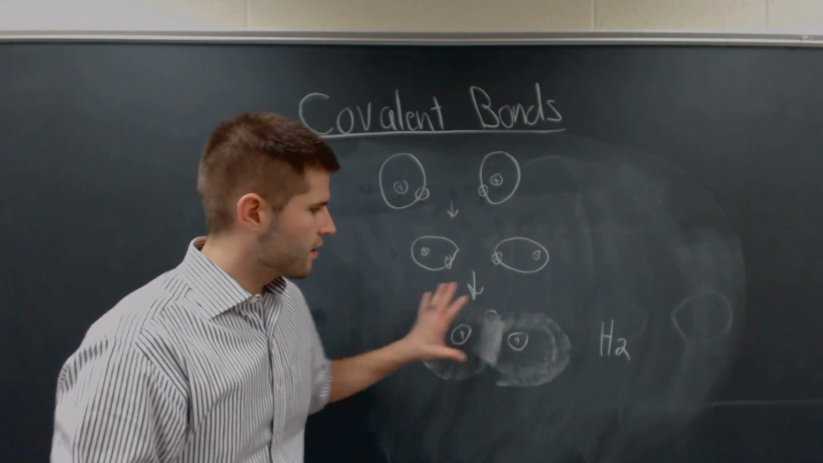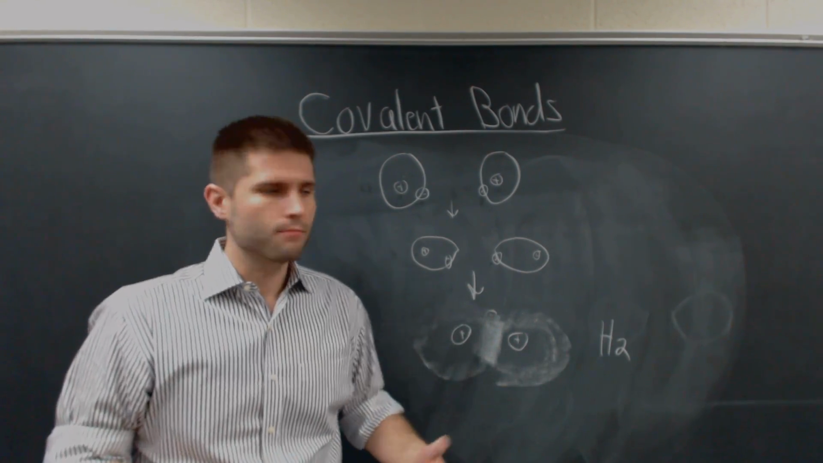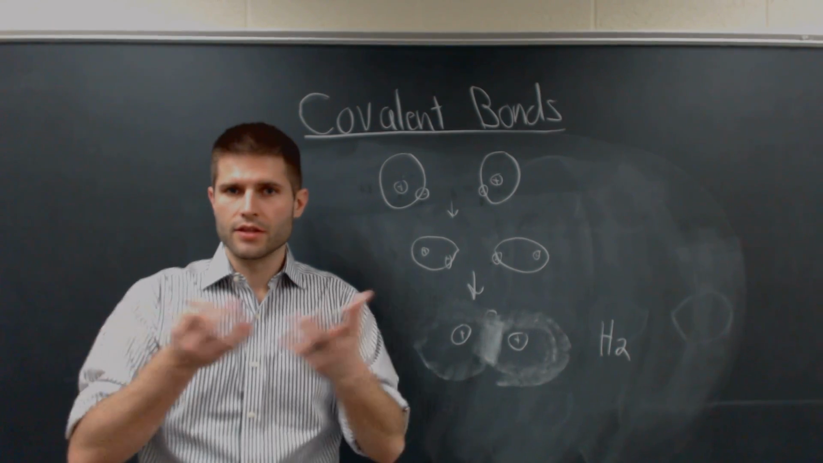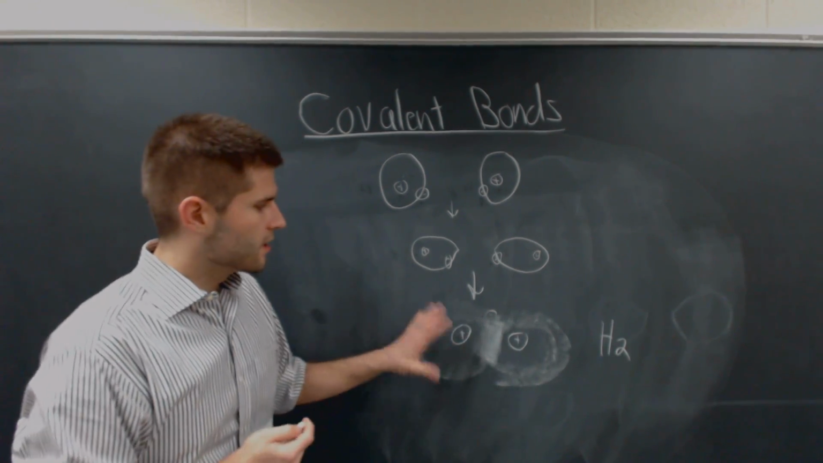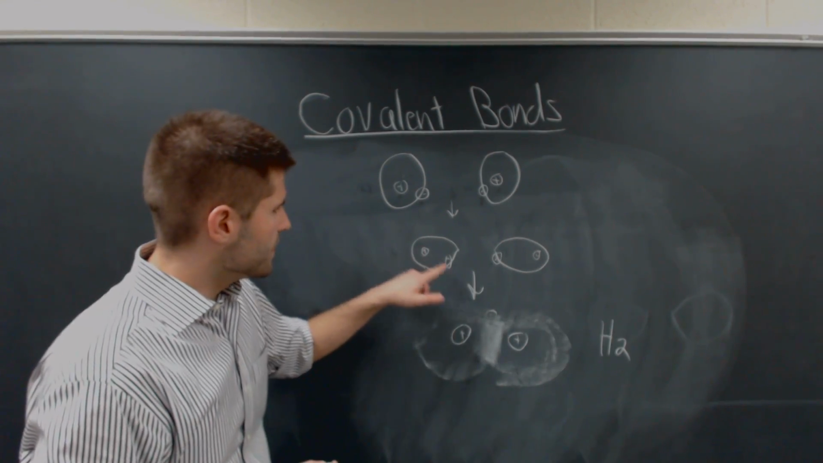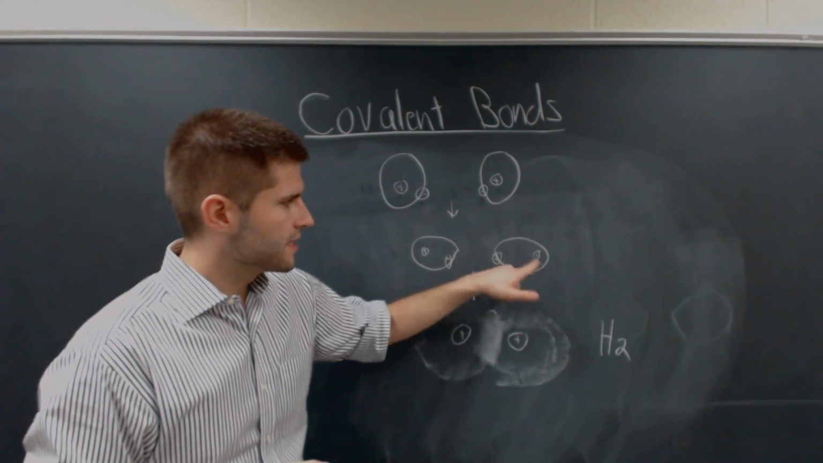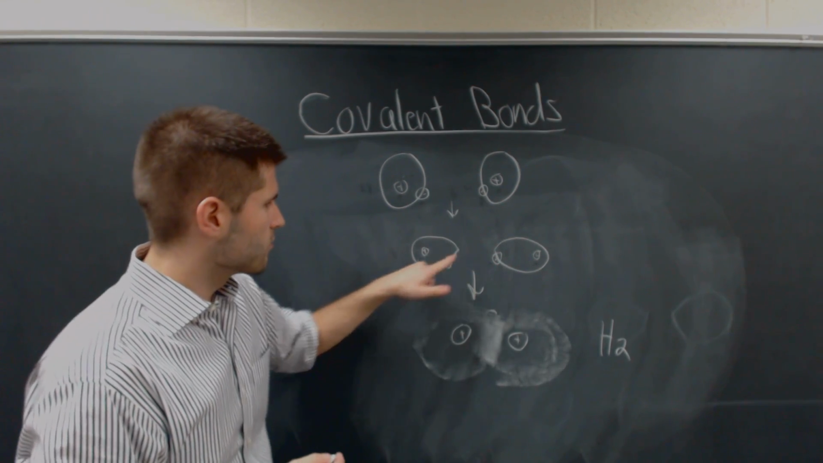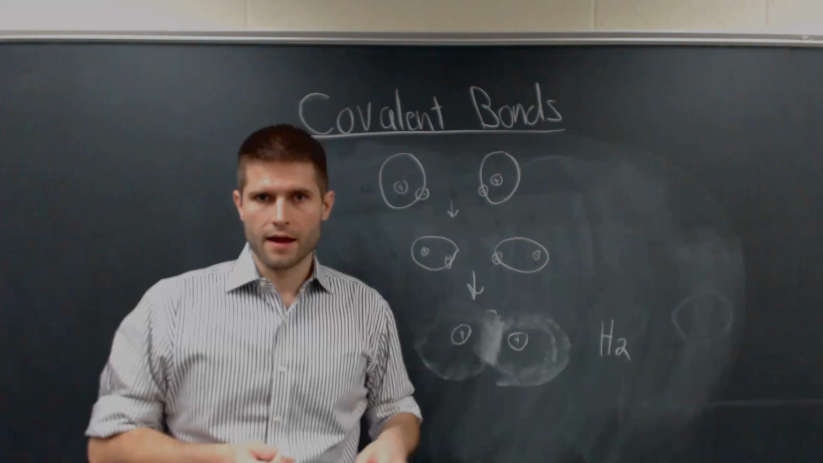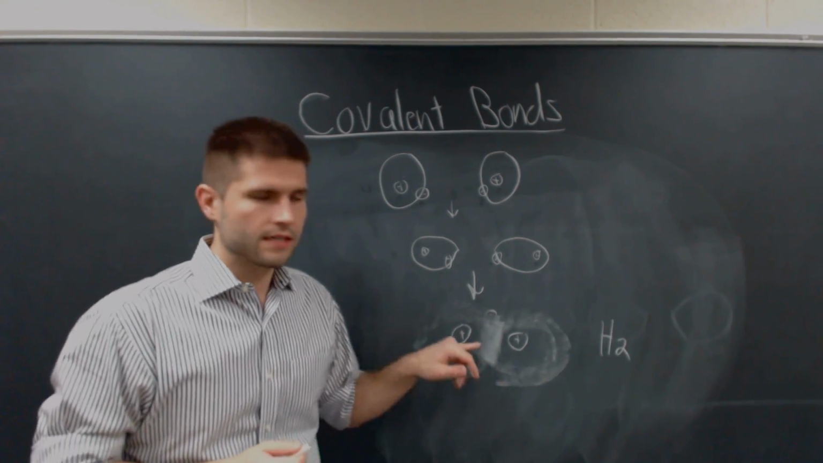So this is how a covalent bond differs from an ionic bond. In an ionic bond, there's this give and take of electrons and then the electrostatic interaction. In a covalent bond, all of the electrons are being shared. So this electron will sometimes spend time around this proton. This electron will sometimes spend time around this proton. They're just flowing around the positive charges.